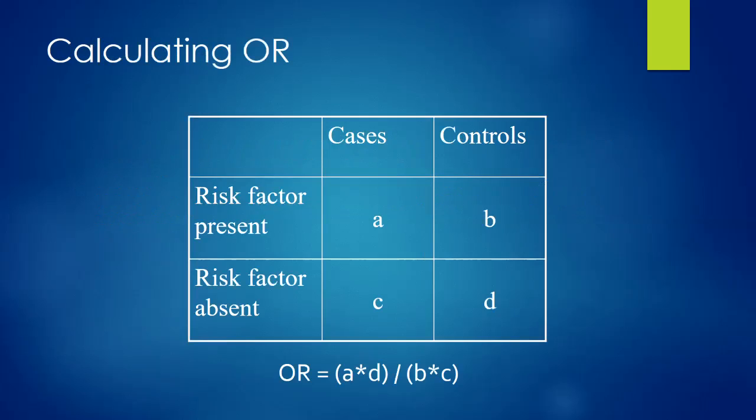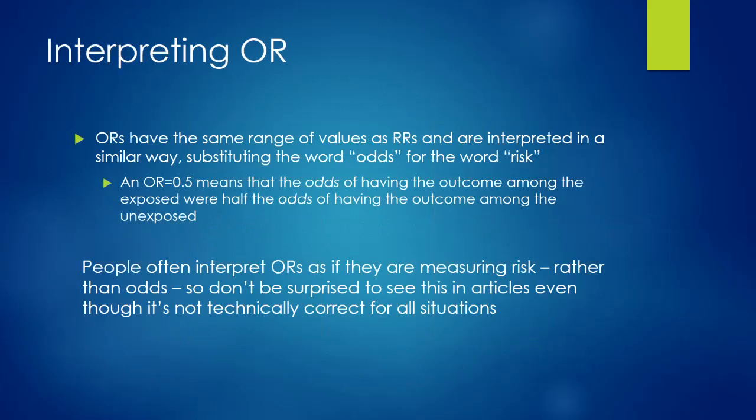And so it's a similar interpretation to the relative risk, but not exactly the same. We'd start with the same setup, but instead of using incidence, the odds ratio ends up reducing to the cross product here. So A times D divided by B times C. And so if we get an odds ratio of 0.5, for example, it means the odds of having the outcome among the exposed group are half the odds of having the outcome among the unexposed group. So not exactly the same as a relative risk, but similar, just substitute the word odds.